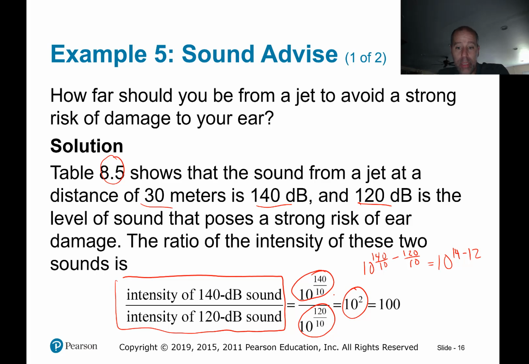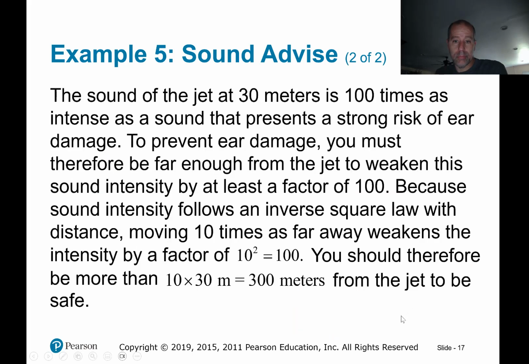So we know that the intensity of the jet at 30 meters is 100 times as intense as the minimum, or what should I say, the threshold for ear damage. Okay? So again, the sound of the jet at 30 meters is 100 times as intense as the sound that presents strong risk to ear damage.